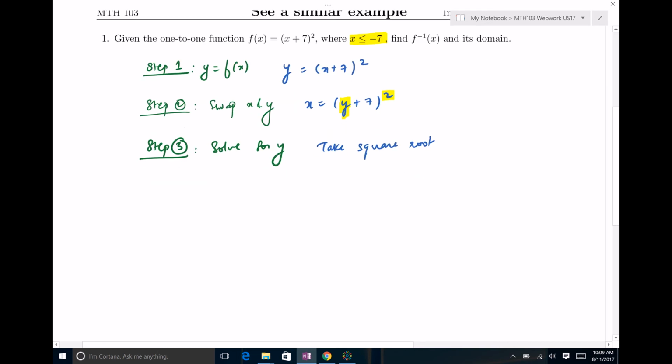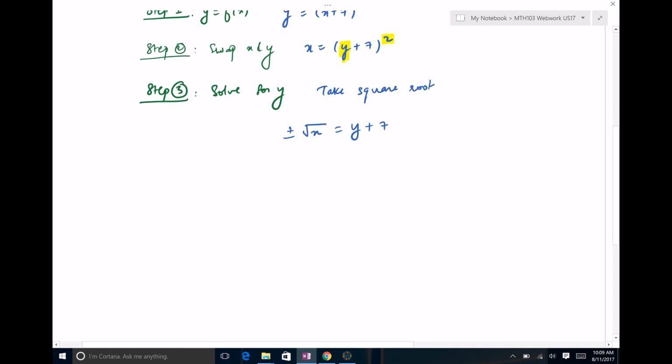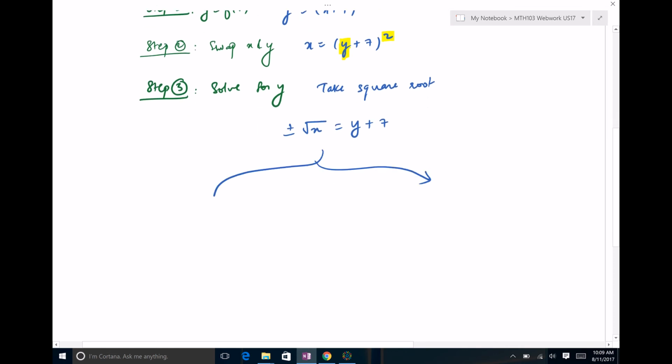Now if y plus 7 the whole square equals x, this could mean one of two things. It means that when I take the square root, y plus 7 could equal plus or minus the square root of x, and I don't know which one this is. So I'm going to rewrite this equation as two things. One is that y plus 7 equals the positive square root of x, or y plus 7 equals the negative square root of x. Now you can already see that having two different options for y is a problem, because y can only be one of these. Otherwise, it's not going to be a function if you have two different values for y.